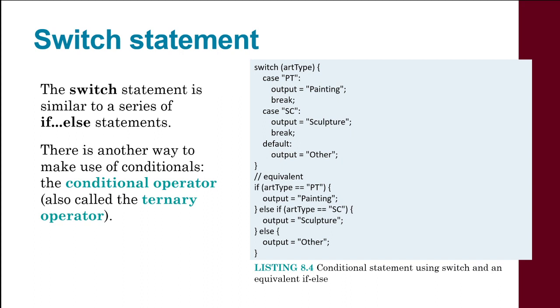So in the first one, we have a switch statement. So what it's saying is, with the variable art type, if it is set to PT, do this thing. And then stop. Break means stop. Stop doing the things. If it is set to SC, then output sculpture. And then break, stop doing the thing. And then if it's not set to either PT or SC, if it's set to anything else, set it to other.